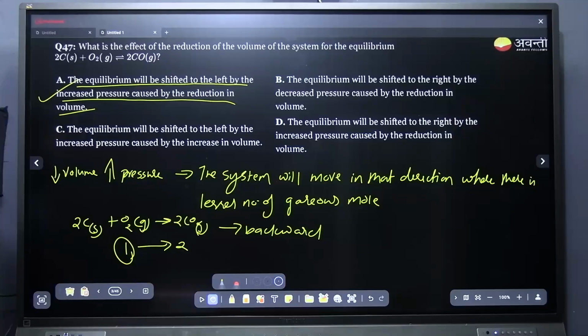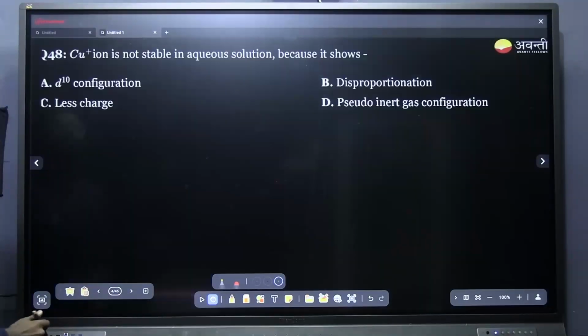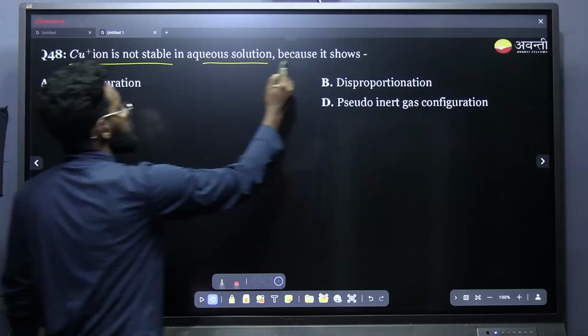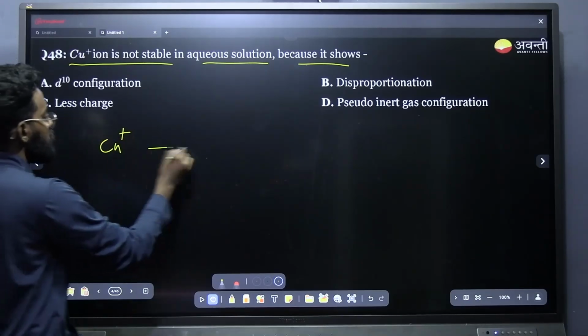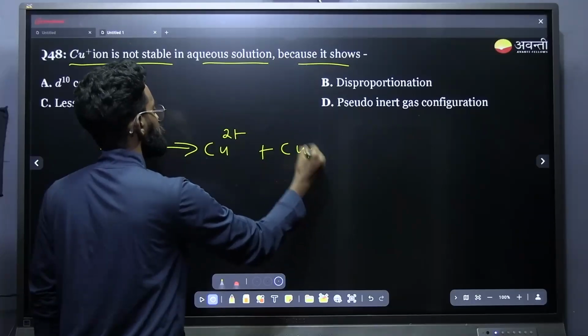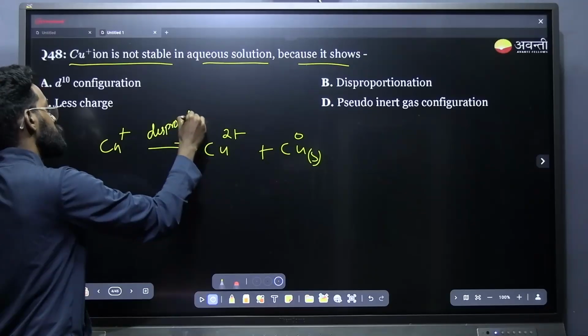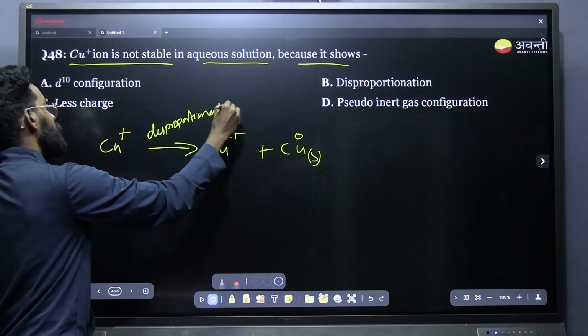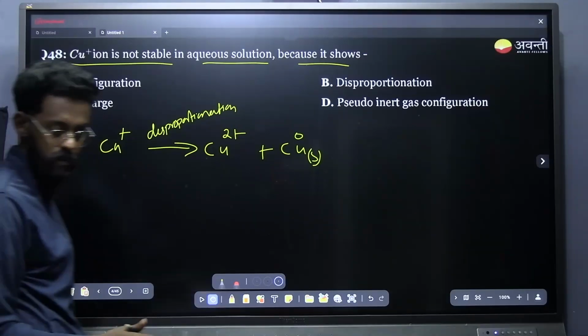Okay, shall I move? The same type of question I did in the class also. Yes. Second question, the Cu plus ion is not stable in aqueous solution because it shows what? What is the reason? Because it shows what? Cu plus ion, we know that it is Cu 2 plus and Cu in solid state. It can undergo disproportionation reaction.